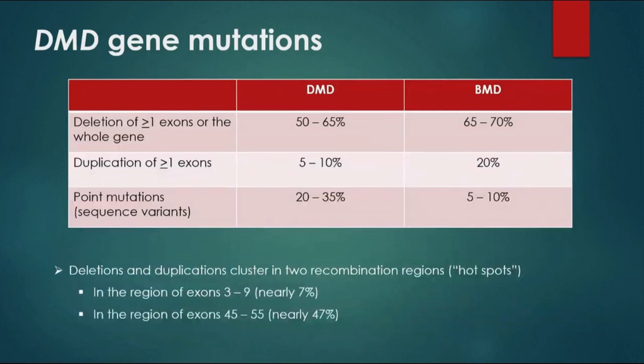Majority of the DMD gene mutations are deletions, and some of them are duplications as well, and the rest of them are point mutations. Point mutations include frame shift mutations and small intragenic deletion insertion, missense mutations, nonsense mutations. And they are much more common in Duchenne muscular dystrophy compared to Becker muscular dystrophy. And majority of these deletions and duplications are clustered in two recombination regions. They are called hotspots, and more than 50% of them are located in between exons 45 to 55 and 3 to 9.